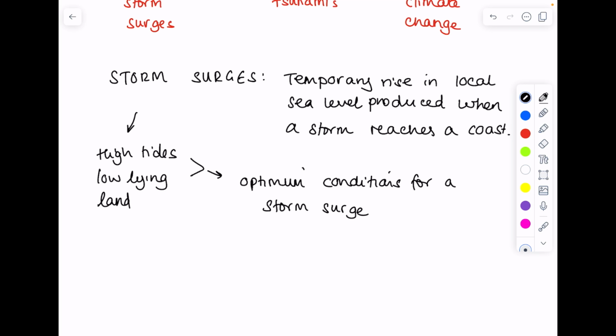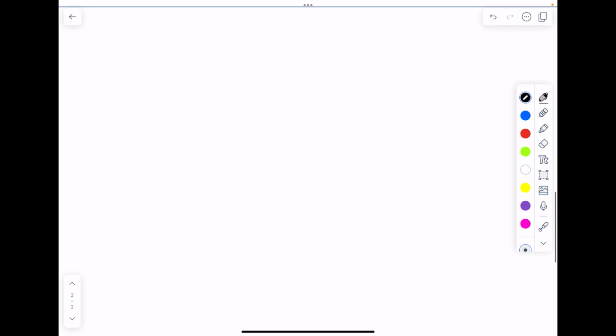And a place where this commonly happens is the Bay of Bengal. What about tsunamis? So how are tsunamis caused? They're caused by earthquakes which occur at destructive plate boundaries.